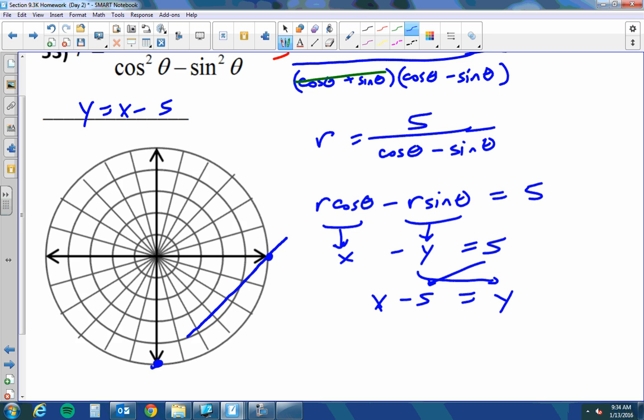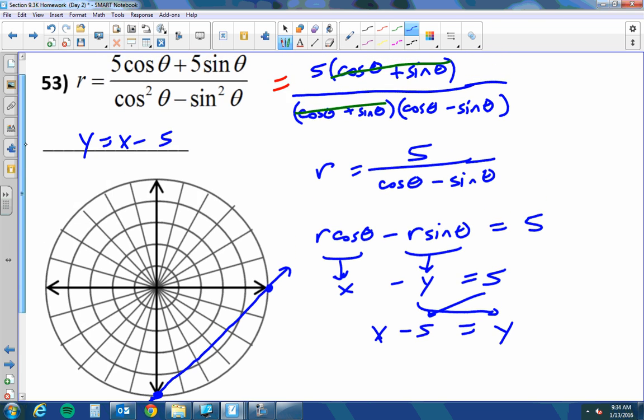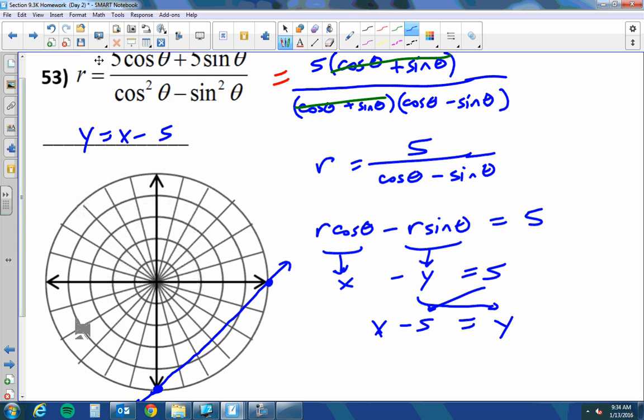So, if the slope was like 4, like we had before, you'd have to kind of estimate. But here, that works very well. That was kind of weird in terms of the algebra you had to do, but it turns out that's the equation for a line.